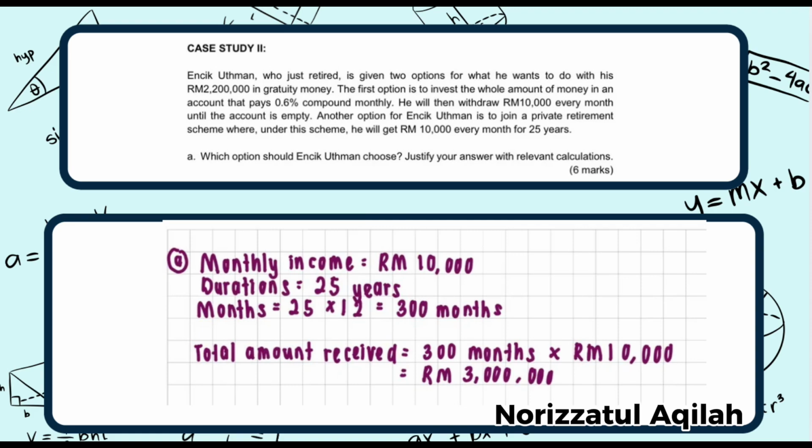He will then withdraw 10,000 ringgit every month until the account is empty. Another option for Encik Usman is to join a private retirement scheme where, under this scheme, he will get 10,000 ringgit every month for 25 years. So, question A, which option should Encik Usman choose? Justify your answer with relevant calculations.